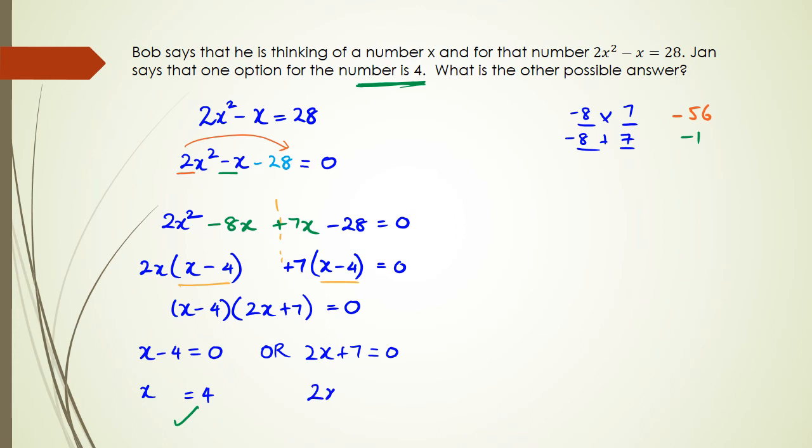So we're going to rearrange this equation. We get 2x equals minus 7, because when I take the 7 to the other side, it becomes a minus. Divide both sides by 2, because I want to have x by itself. And what I end up with is x equals negative 7 over 2, or negative 3.5. So for this particular question, the other possible answer is negative 3.5.